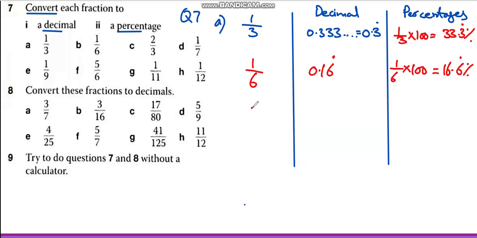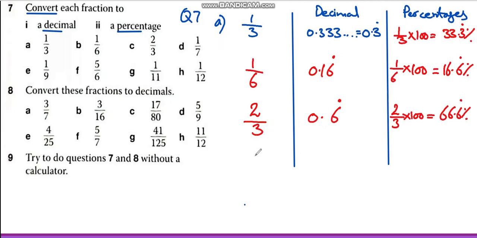Also, we can do the third part, means C part. It's 2/3. So if we divide 2 upon 3, we get 0.6 and 6 is being repeated. So we can put a dot above it. And also, if we convert into percentage by multiplying with 100, we will simply write 66.6% and we will put a dot above 6 because 6 is being repeated.